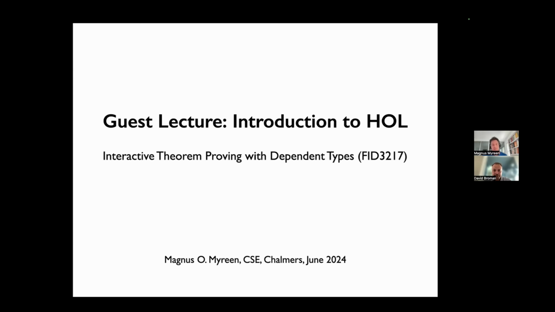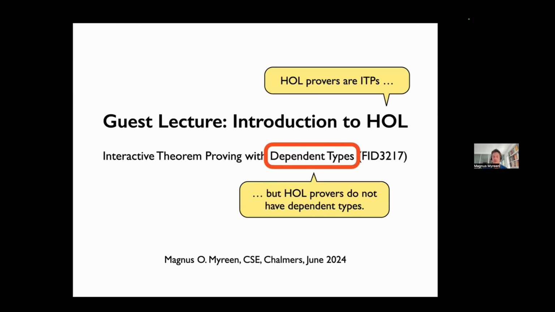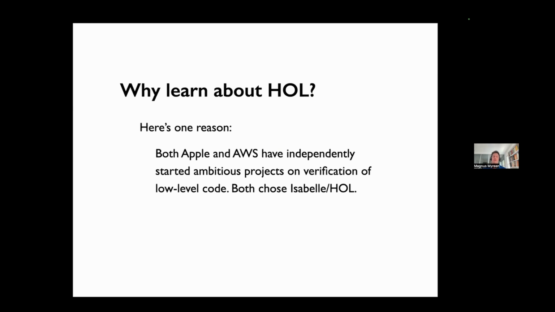Thank you. Okay, so as you can see, this is a guest lecture in your course on interactive theorem proving with dependent types. When I got this invitation, I was a bit surprised because HOL is an interactive theorem prover, but HOL provers do not have dependent types. Well, it's good to also know HOL style provers if you know dependent types. And why is that? Why does it make sense to learn about HOL?